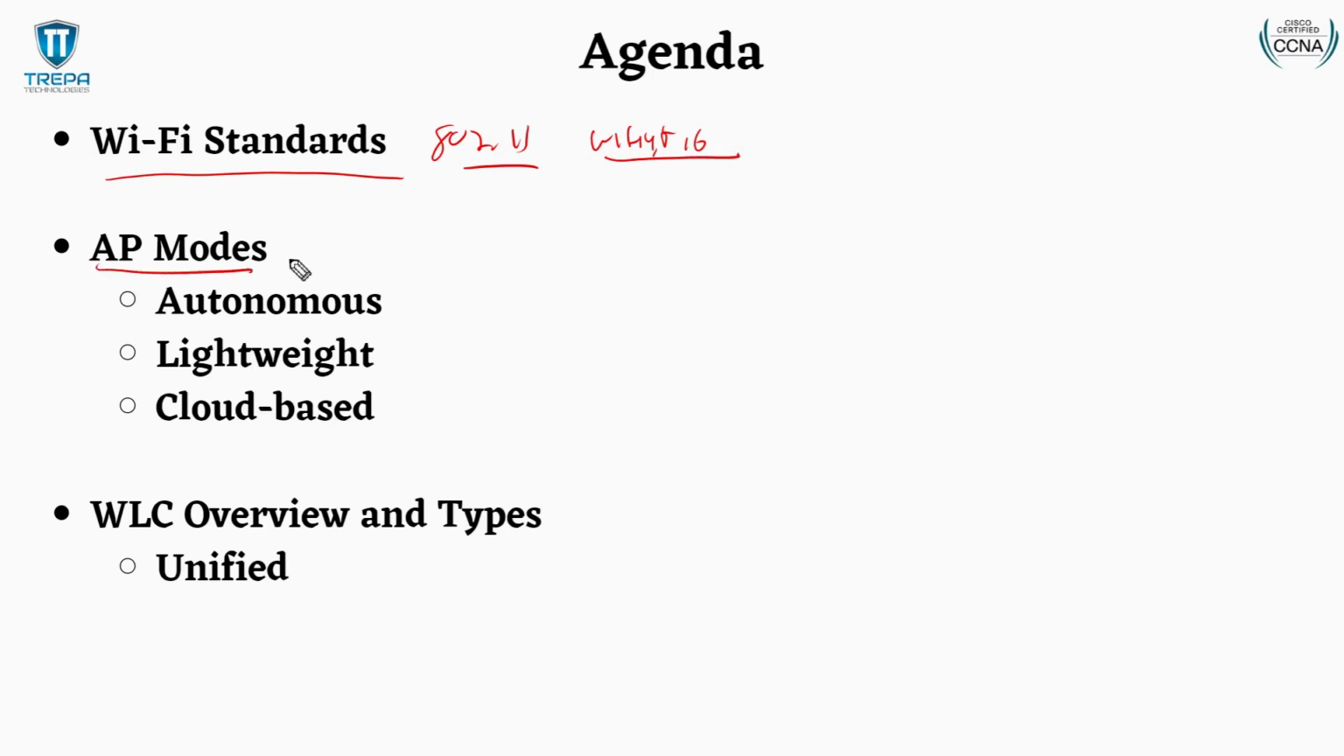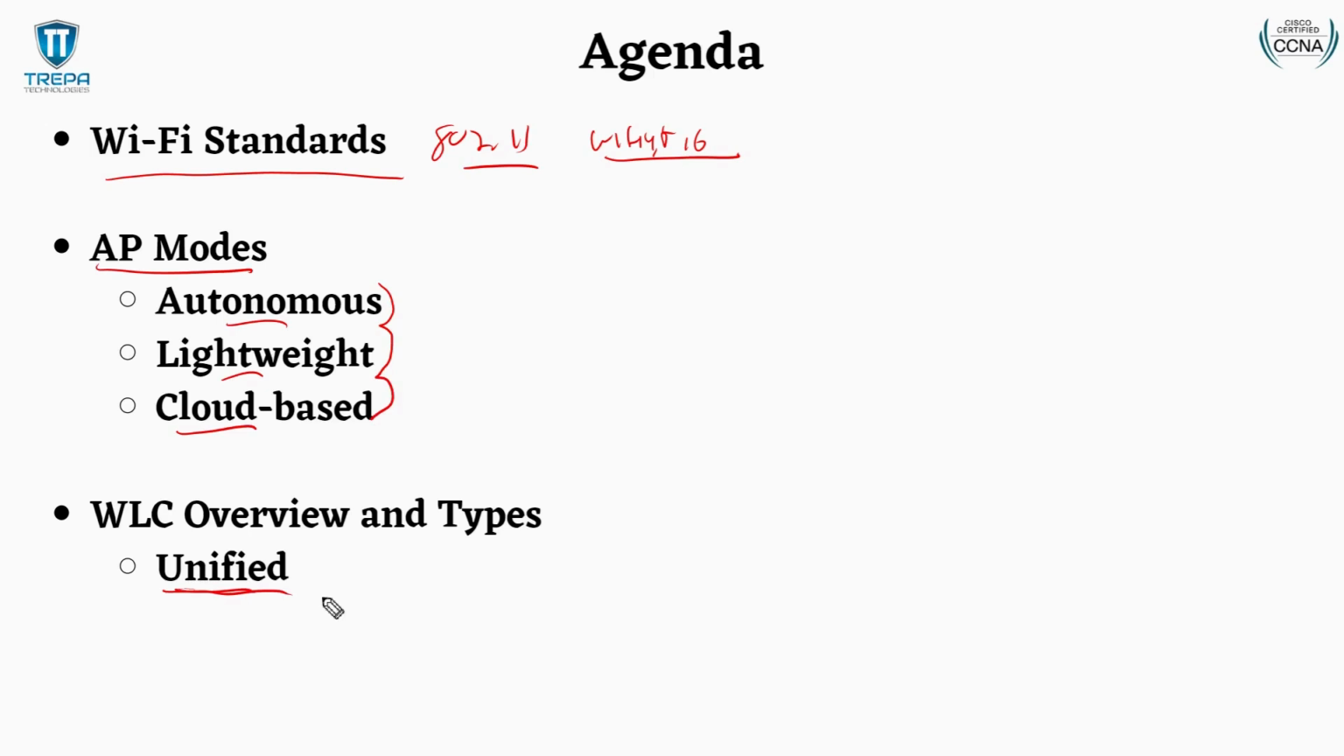And then we're going to go over the different AP modes. There are 3 different ways to deploy an AP or set it up operationally: autonomous, lightweight, and cloud-based AP. We're going to go over the differences between those. And then we're going to go over WLCs and different types. It just says unified here, but I'll touch on embedded and the virtual WLCs.